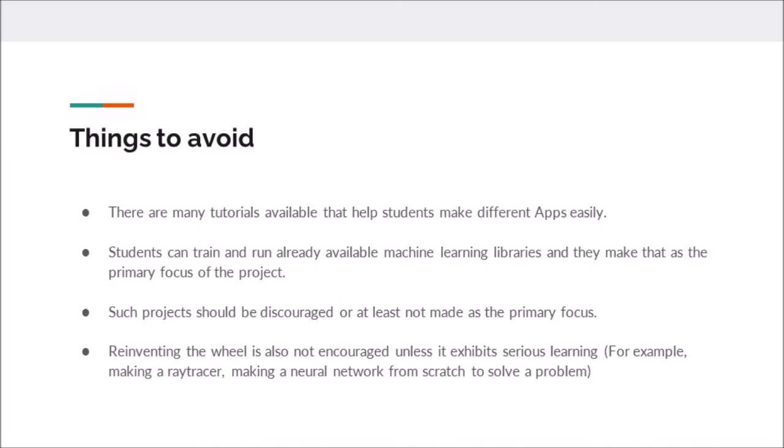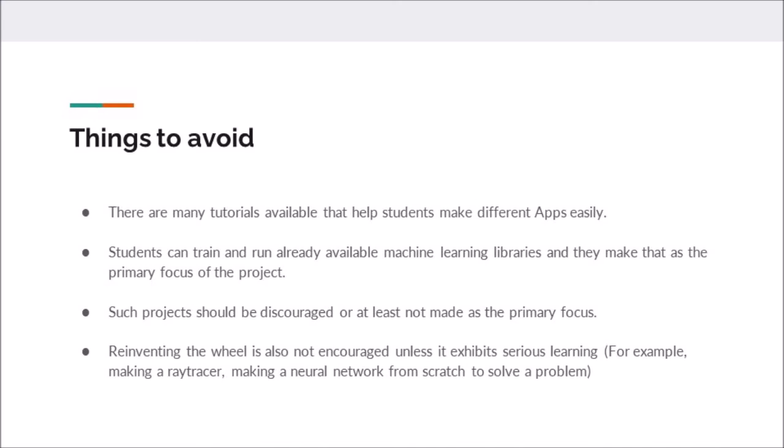Reinventing the wheel is also not encouraged unless it exhibits serious learning. What this means is that there's something which has been done already and you want to work on that, and that can only be approved if there is a lot of learning in that project. For example, making a ray tracer. A ray tracer is a computer graphics entity that you create, and you can render scenes with it. If you are making something like a ray tracer, which involves a lot of math and computer science and data structures, that can be approved.